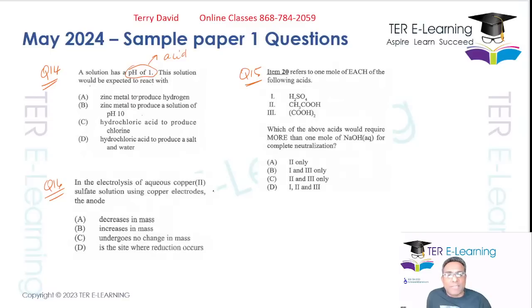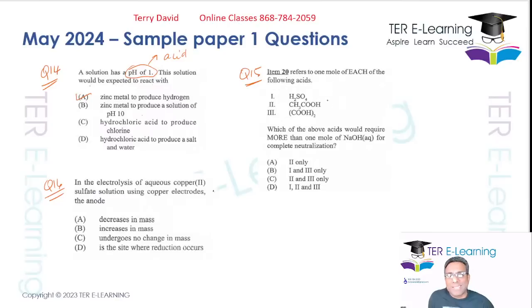So zinc metal to produce hydrogen. That's sounding correct to me, because when you take a metal and you react it with an acid, you're going to get a salt and you're going to get hydrogen gas. So A makes sense, right? A makes sense to me. Any others looking kind of off key here? Now, A should be the answer. What about question 15, right? What I did, I pulled some of the tricky questions from some of these papers.